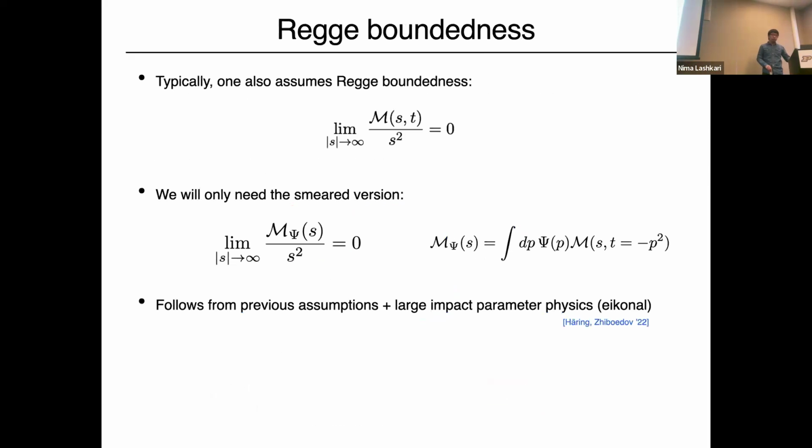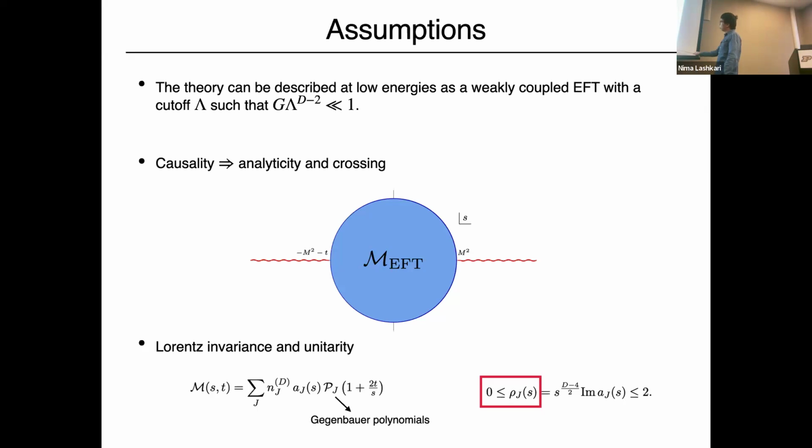Sorry, what's rho_J? It's the imaginary part of the partial wave coefficient. The physics of it is, if you have a state, just a particle at some high energy, this will give you some Dirac delta function. Is that sort of density of states? Yeah. Okay.